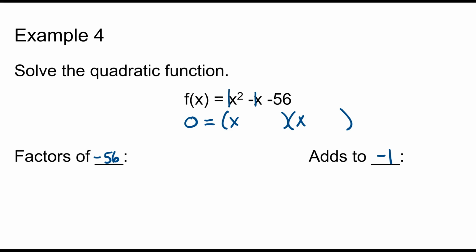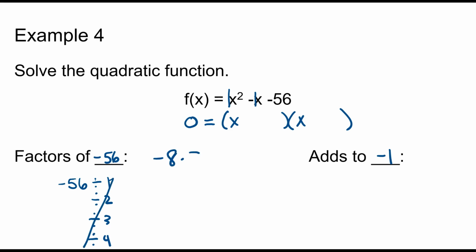Pause and see if you can find the factors on your calculator before me. If you're having difficulty finding factors, what I type in my calculator is negative 56 divided by 1, divided by 2, divided by 3, and I keep going until I get back to an answer I already had.